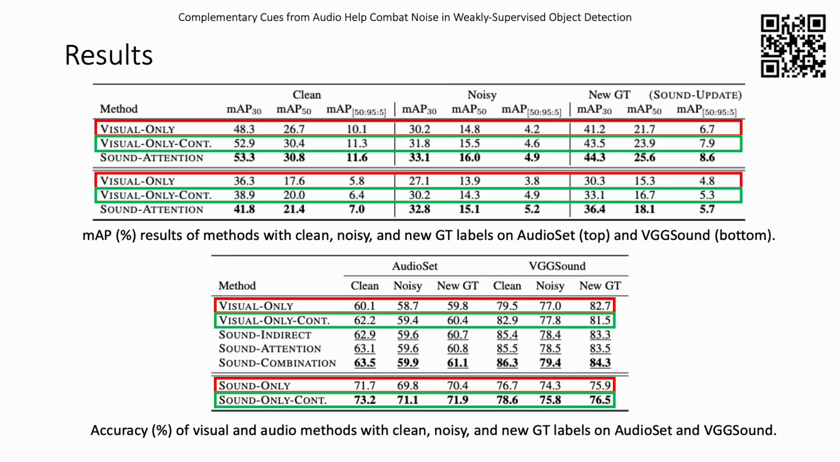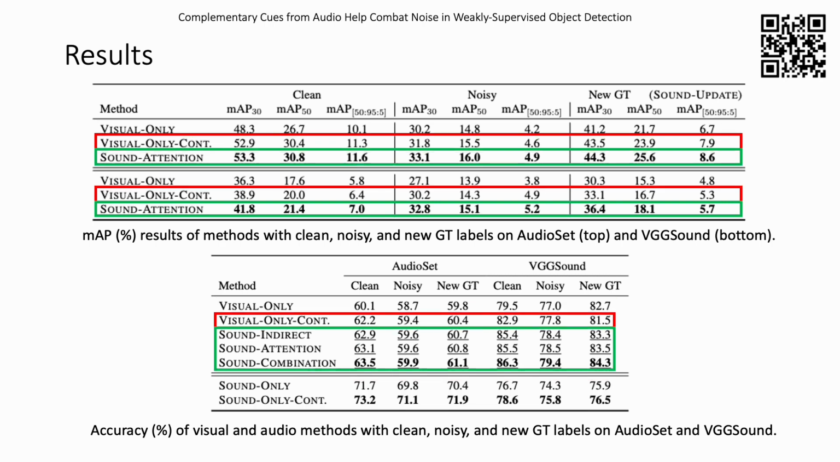The visual-only method is trained only with visual loss, while the visual-only contrastive method is trained with all losses. Visual-only contrastive performs better than the visual-only method because contrastive loss improves representation learning. After using our indirect and attention path methods during inference, results are better than contrastive models.